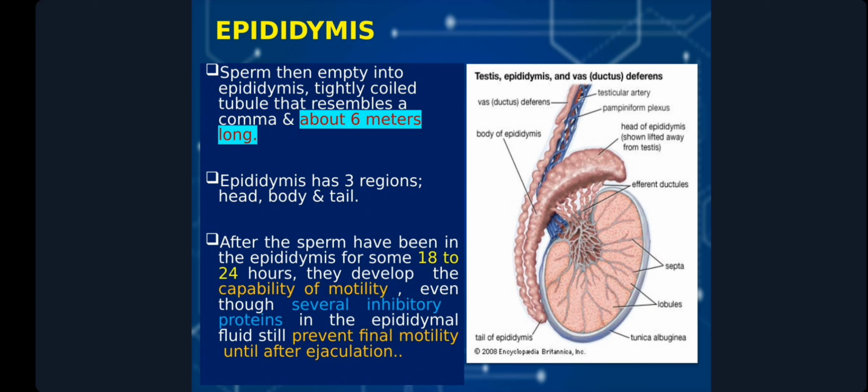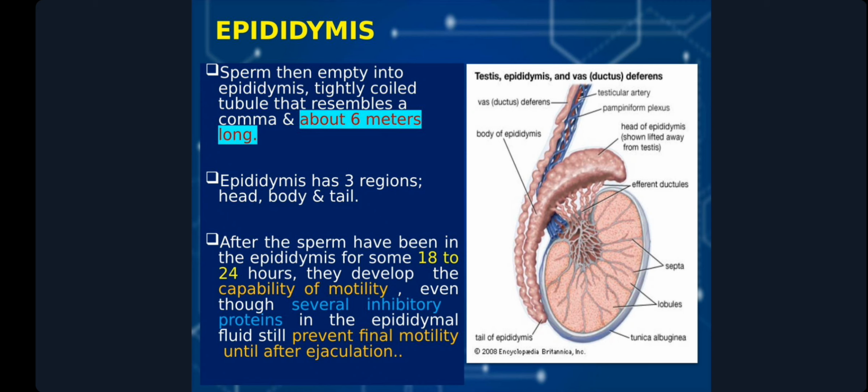All sperm empty into the head of epididymis and move through the head and body into the tail, and go out of the epididymis from the tail. So most mature sperm are seen in the tail of epididymis. What is the function of epididymis? After the sperm have been in the epididymis for 18 to 24 hours, they develop the capability of motility.